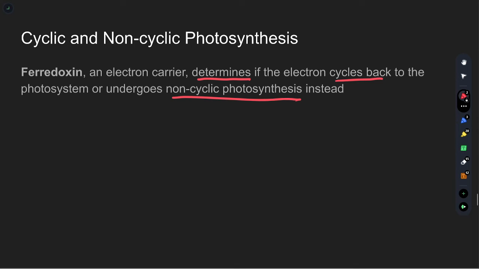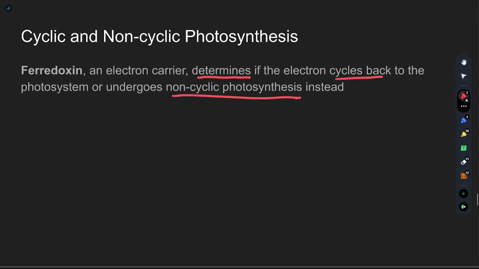I also want to say in plants, cyclic and non-cyclic photosynthesis work together. In photoautotrophic microbes, cyclic and non-cyclic photosynthesis are separate. Just another thing to say there.